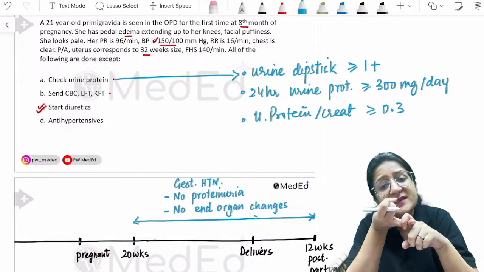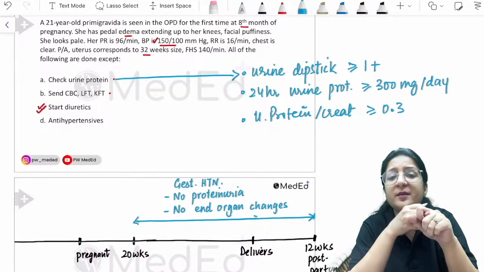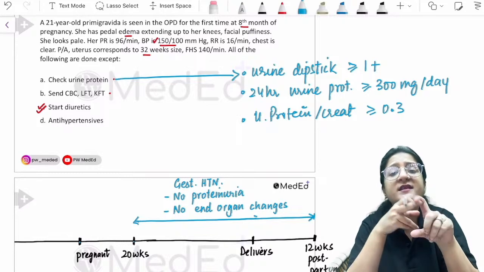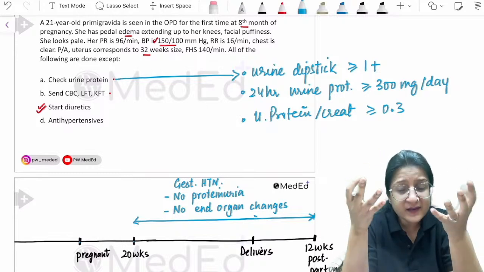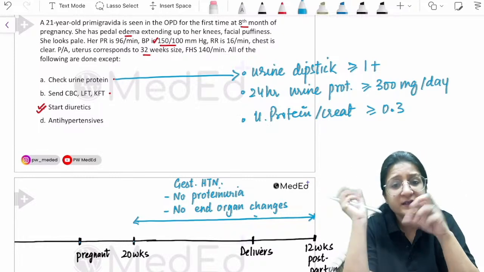In LFT, what will we see most importantly? Liver enzymes. Liver enzymes are raised 2 times the upper limit of normal. KFT you send. In that, what will you see? You will see the serum creatinine. So, raised serum creatinine more than 1.1 milligram per deciliter. That will be an end organ change.